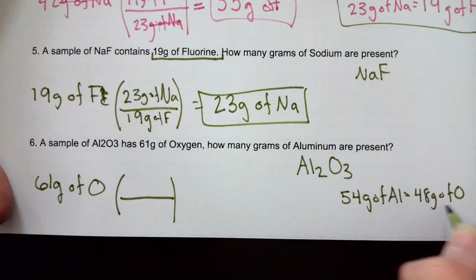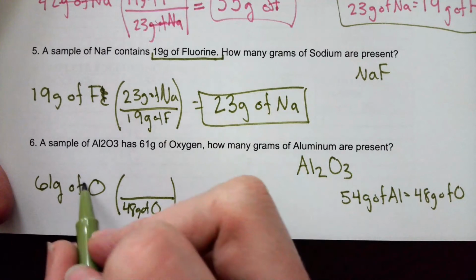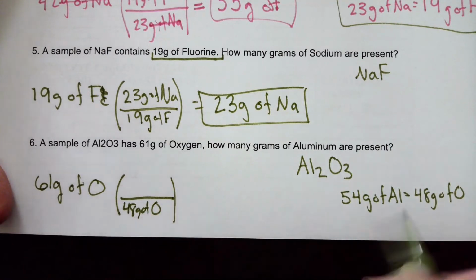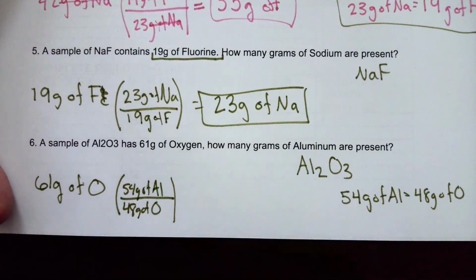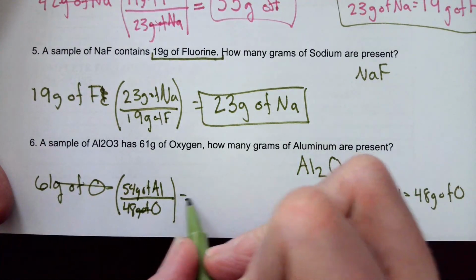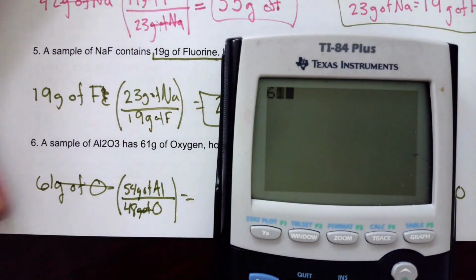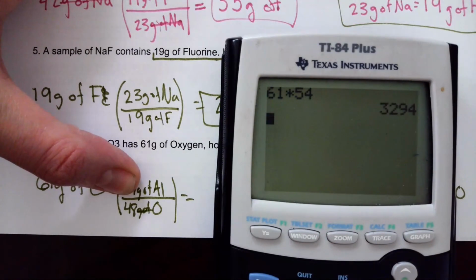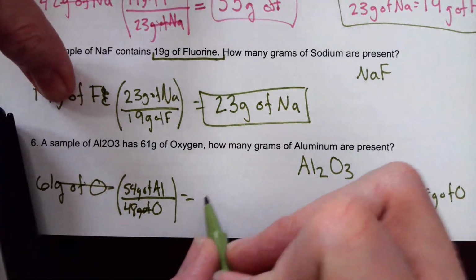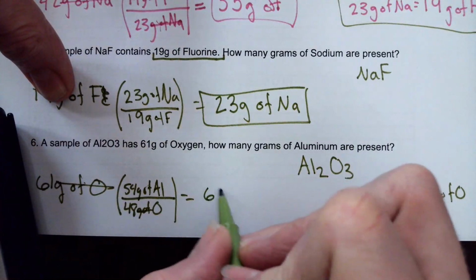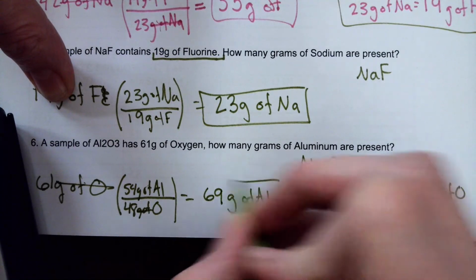Now I'm going to want the oxygen on bottom, so I'm going to write 48 grams of oxygen. Again, because it's on top here, I have to put it on bottom there. And then I'm going to put the 54 grams of aluminum on top. Grams of oxygen cross off. I'm going to take 61 times 54 divided by 48. That is going to give me 69 grams of aluminum.